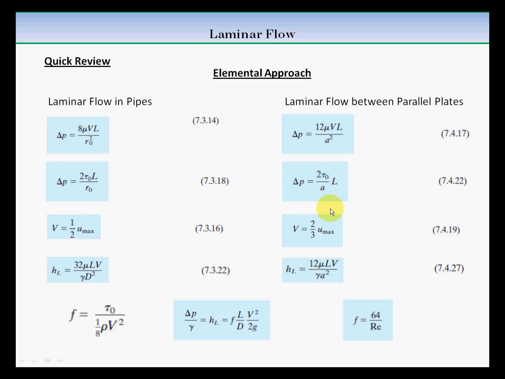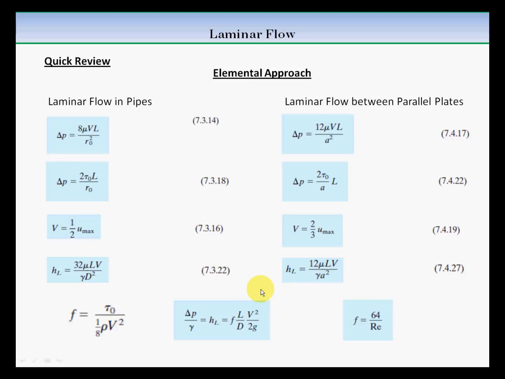In a similar manner, the relationship between the pressure drop and the wall shear stress is similar. We are using thickness of parallel plates, the distance between parallel plates, and the velocity is 2/3 of the maximum velocity in the profile. And head loss again is related to the velocity, length, viscosity, and the specific weight and the distance between the two parallel plates. So depending upon the problem that you're dealing with, you would pick either set of equations based upon if you're trying to determine the pressure drop in a laminar flow in pipes or pressure drop for a laminar flow in parallel plates. These equations below, which is the friction factor, the head loss, and the friction factor for laminar flow, are same whether you're using pipes or parallel plates.